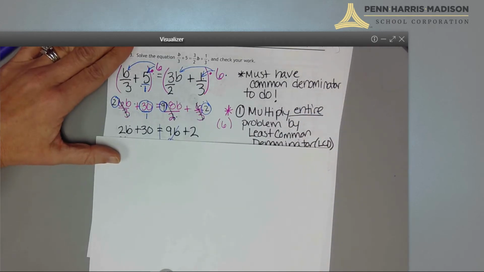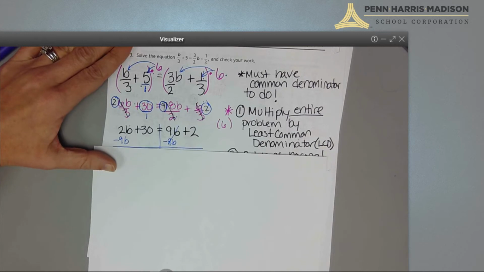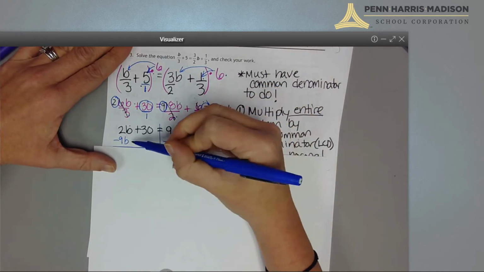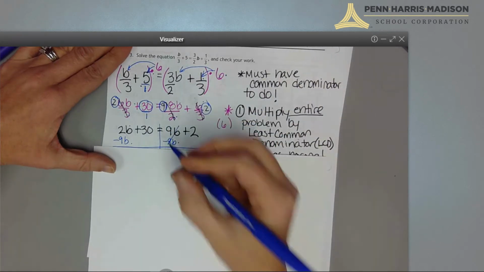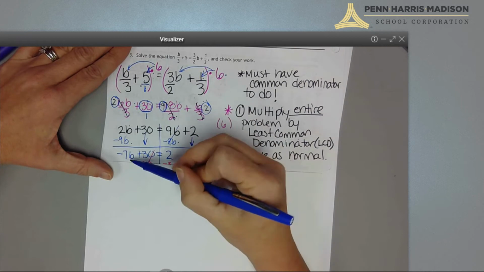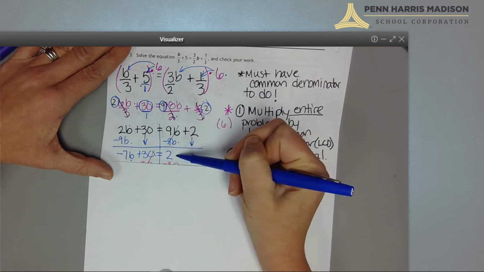Get your letters to the left. So first thing I'm going to do, get rid of that 9b. How? Minus it on both sides. Drop down the 30, drop down the 2. And I get -7b plus 30 equals 2.